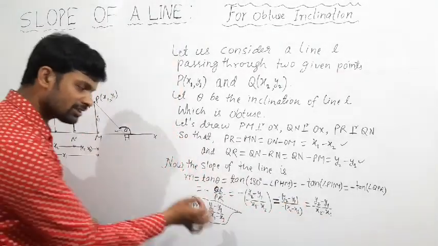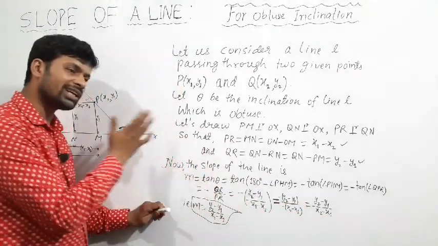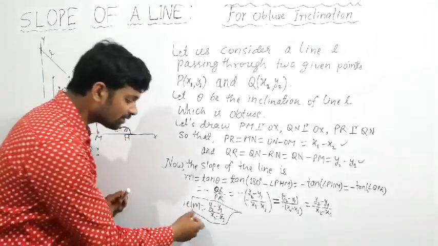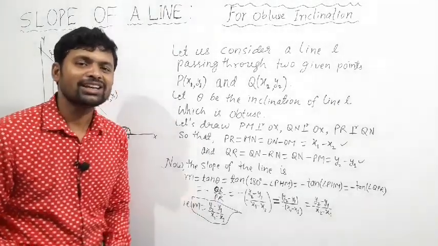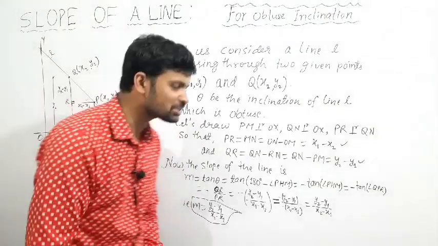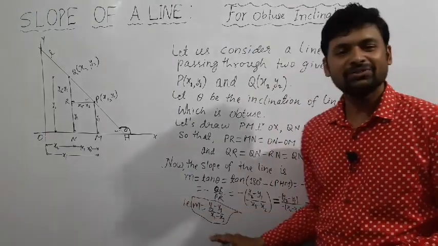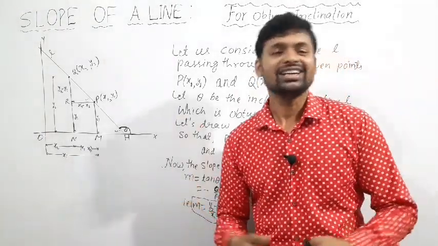This is the value which was already obtained in the case when the inclination was acute. So in this case also, the slope of the line is y2 minus y1 by x2 minus x1. That means the difference between y coordinates by the difference between x coordinates, taken in the same order.